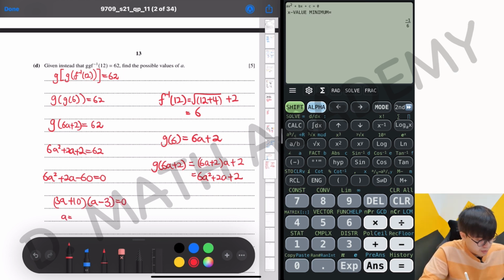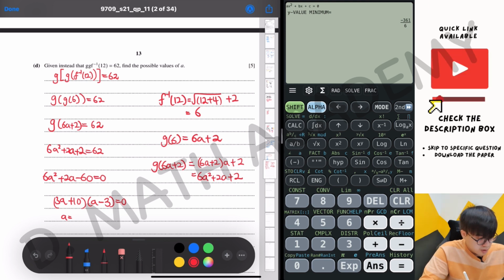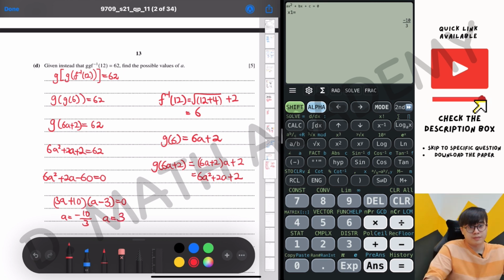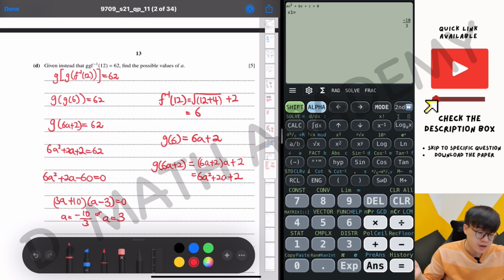So a could be negative 10 over 3 and a can be 3. So these are the two results that I identified from the function calculation here. So make sure you do all the works on the side, then you can secure the full marks.